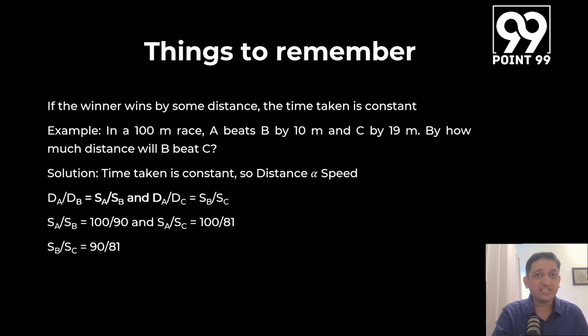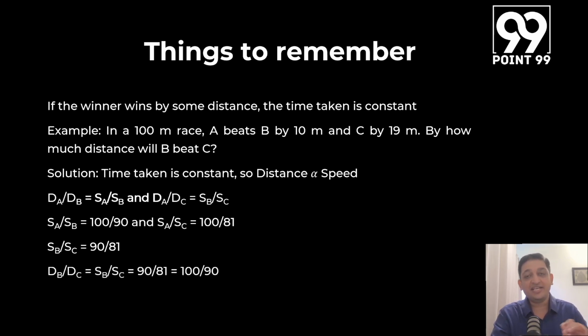Now from these 2 expressions, we can figure out the ratio of SB and SC. So if you divide the first equation by the second equation, you are going to get the value of SB by SC, and that will be equal to 90 by 81. This essentially tells us that for every 90 meters that B covers, C would have covered 81 meters.